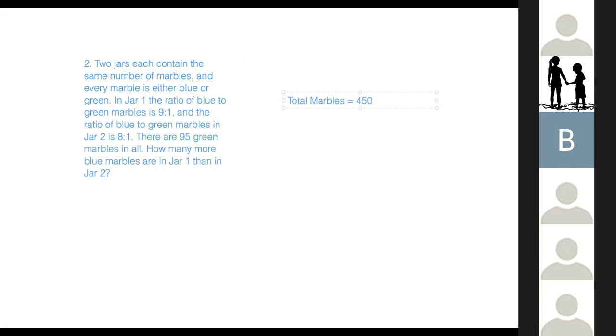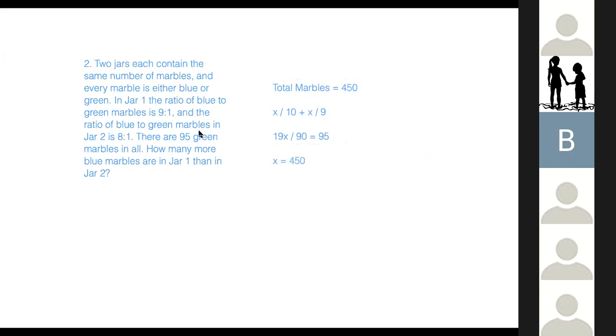So I did x over 10 plus x over 9, which was 19x over 90, which I set equal to 95. And then I got 19x equals 8,550. Then I got x equals 450 for the marbles. So yep, x is equal to 450.